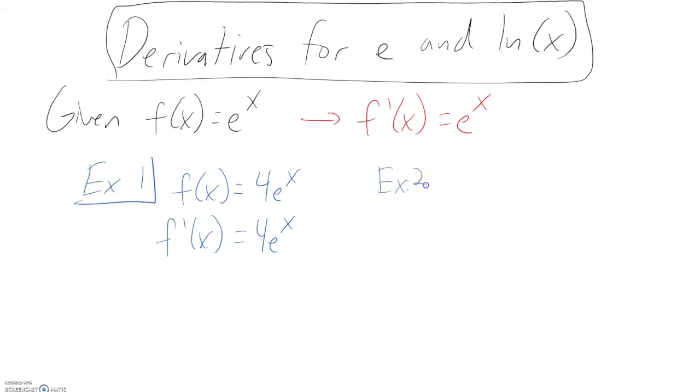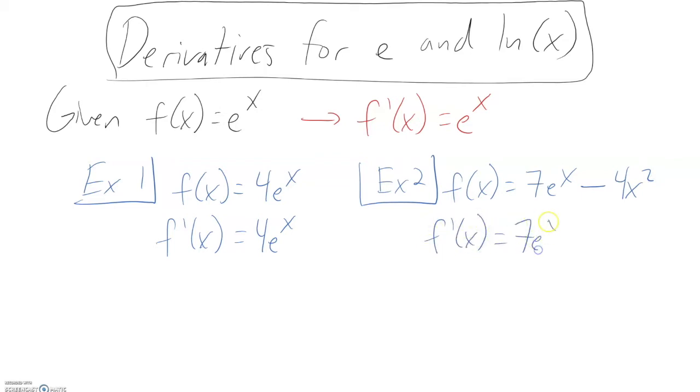So let's try an example, but tack on an extra term just to up the challenge. If we have f of x equals 7e to the x minus 4x squared, to find f prime of x, the derivative of the first term, 7e to the x, would just be 7e to the x again. And for that minus 4x squared, we would apply the power rule. Derivative of 4x squared, 2 times 4 will give me 8, times x to the 2 minus 1 power, or first power, which is just 8x.